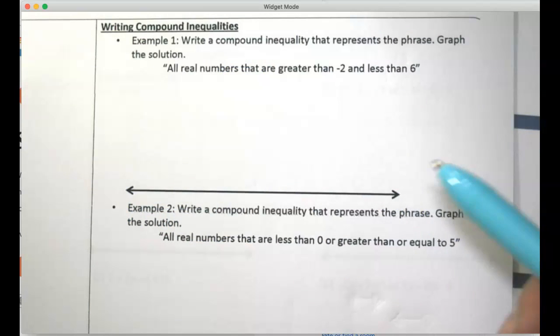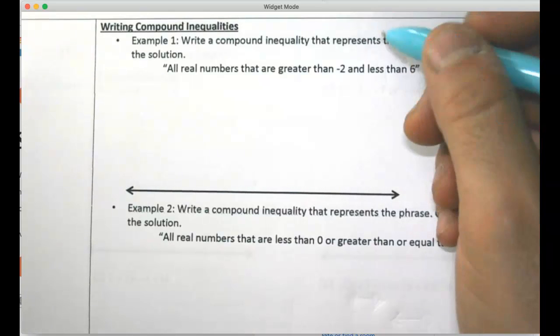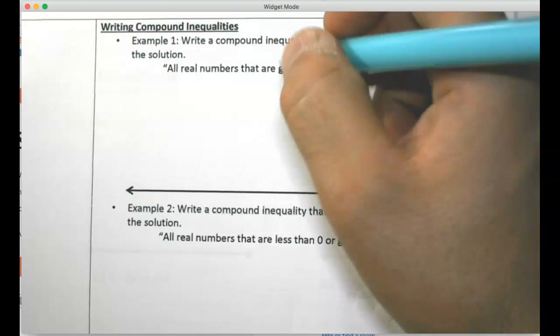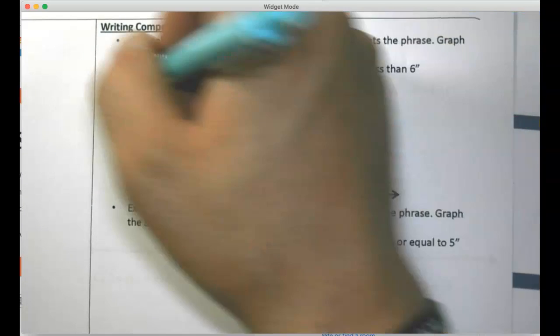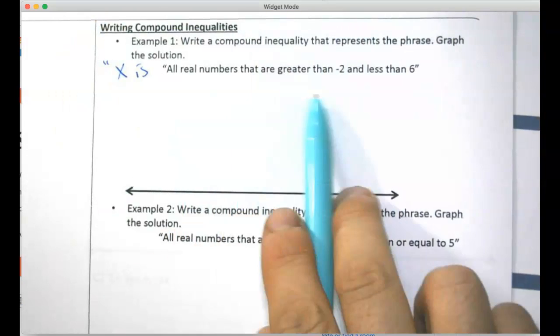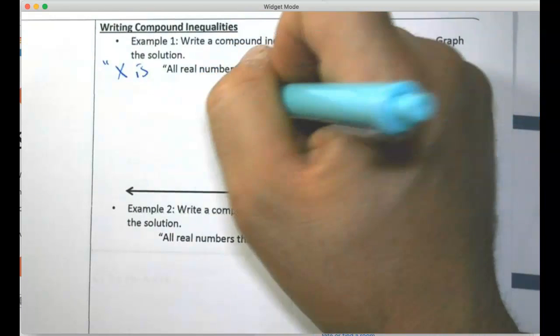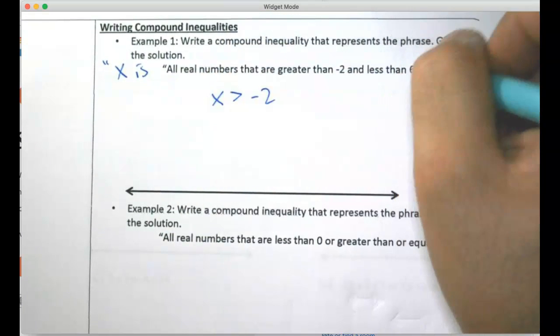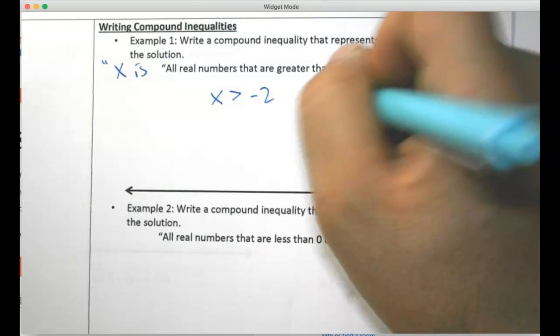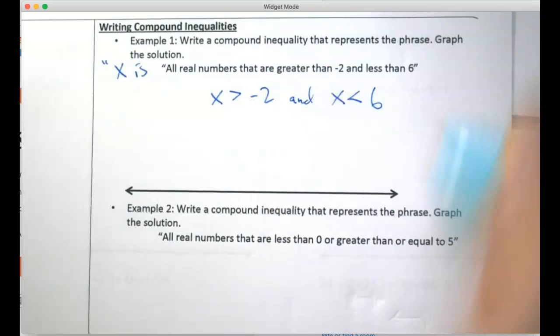So for these problems here, I'm just going to take the two separate parts and write them out separately. So basically it's saying x is all real numbers that are greater than -2, so x is greater than -2, and x is also numbers that are less than 6. So I can just write it like that.